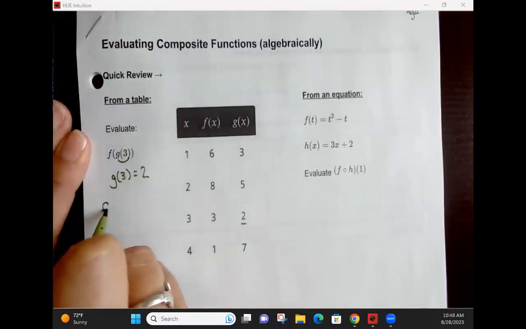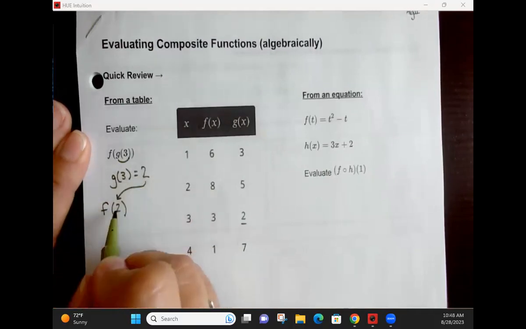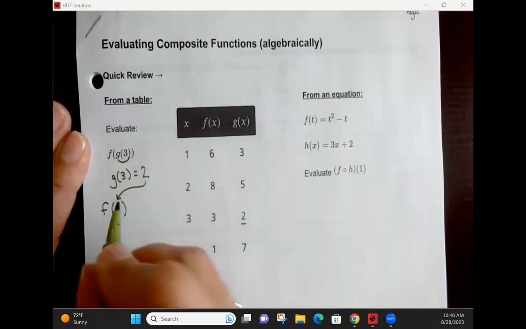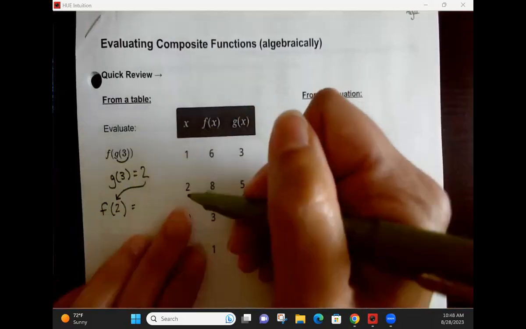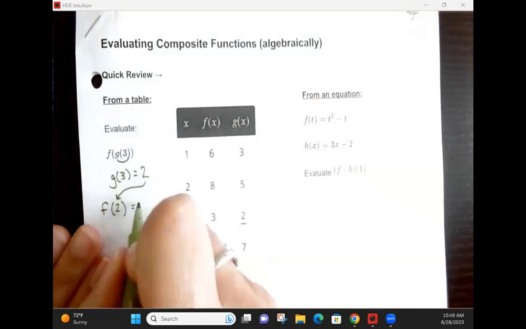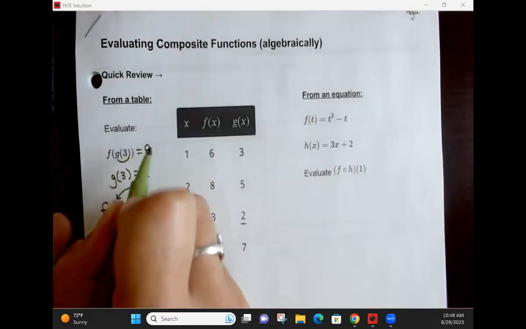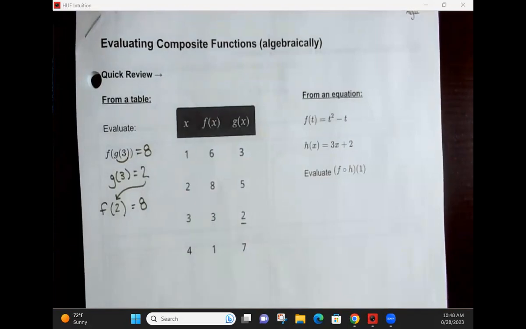And now I take f of 2. Remember, for a composition, the output of one function becomes the input for another. Now we take f of 2. So when my input is 2, my output for f of x is 8. So f of g of 3 is 8. So we did this with a table, with functions, and with graphs last week. So we're going to review all 3 of those today as well.